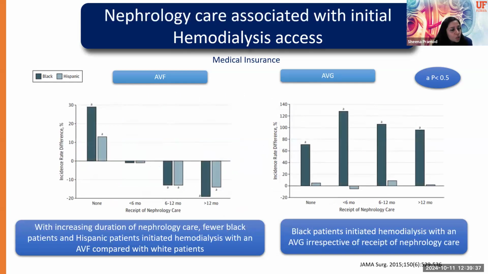They also looked to see if nephrology care, having increased duration of nephrology care, actually had an effect on these minority groups in terms of better access preference. And they found that with increased duration of nephrology care, actually fewer Black patients and Hispanic populations initiated hemodialysis with a fistula. And irrespective of nephrology care, again, Black patients received an AV graft. And this begs the question, are there other social or cultural aspects that we need to consider to help these patients, even with nephrology care, to improve their access outcomes?